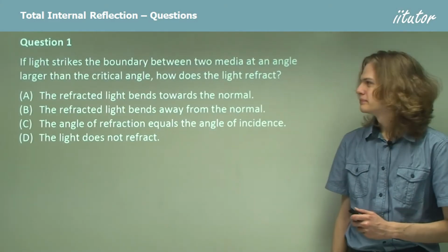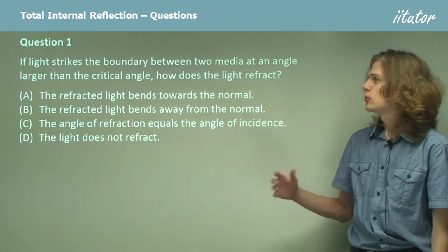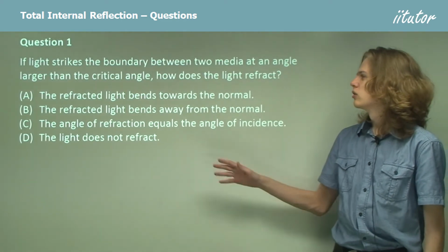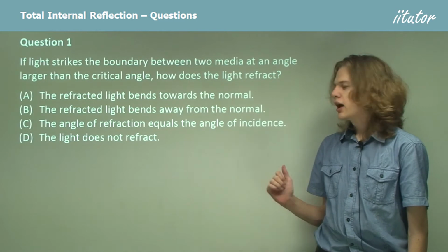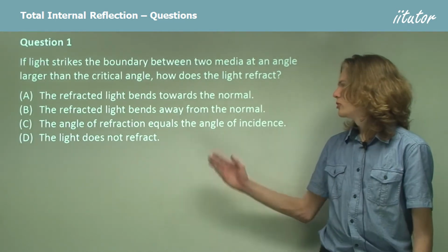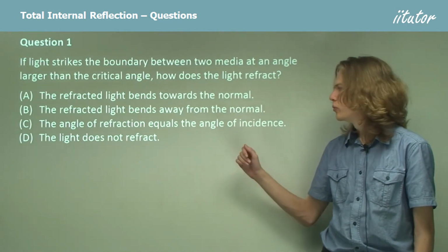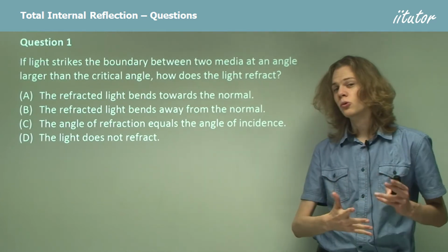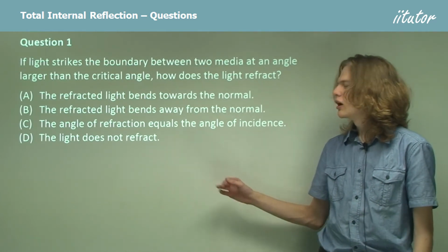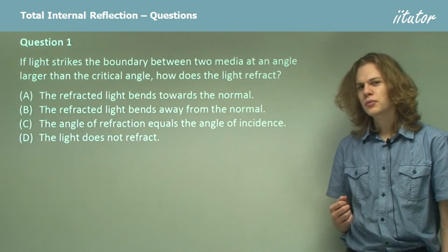Question 1. If light strikes the boundary between two media at an angle larger than the critical angle, how does the light refract? Does it bend toward the normal, away from the normal? Does the angle of refraction equal the angle of incidence? Or does the light not refract at all? Let's think about this for a moment.